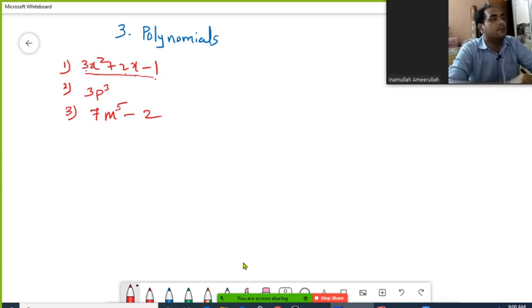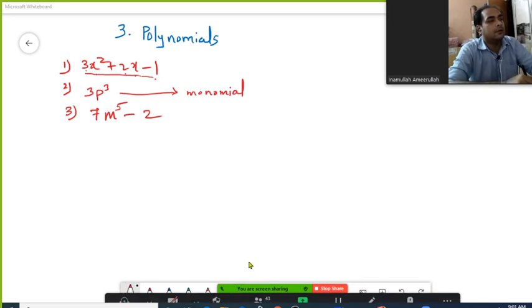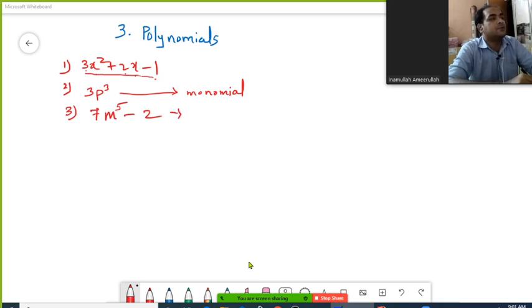This is called monomial because this polynomial has only one term, so it is called monomial. This polynomial has two terms. This is one term and this is the second term. So this is called binomial. And this polynomial has three terms. So this is called trinomial.